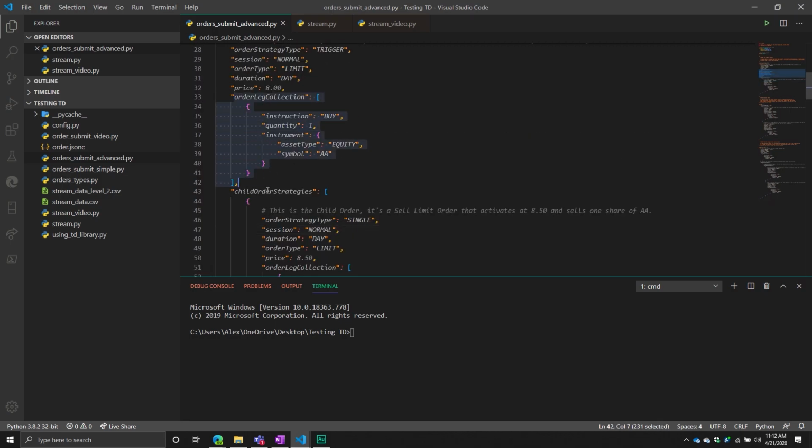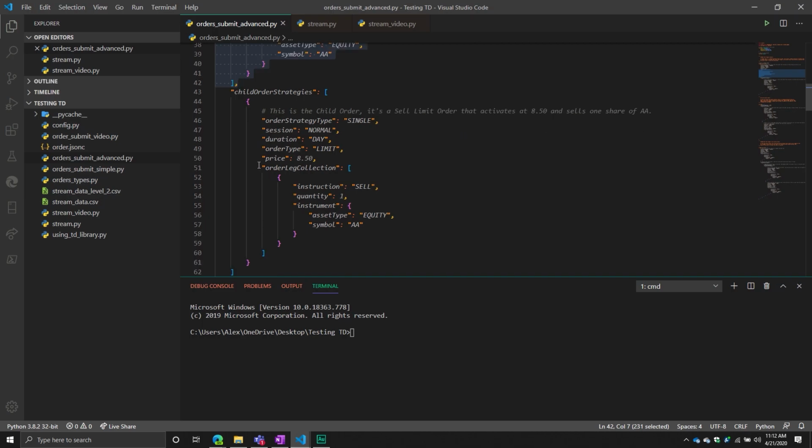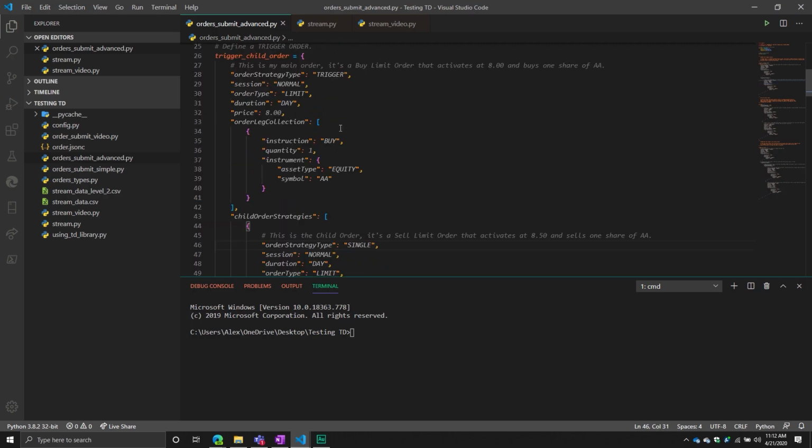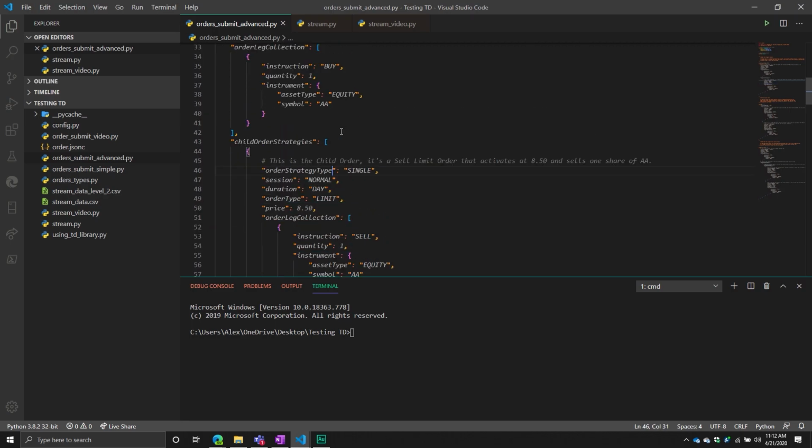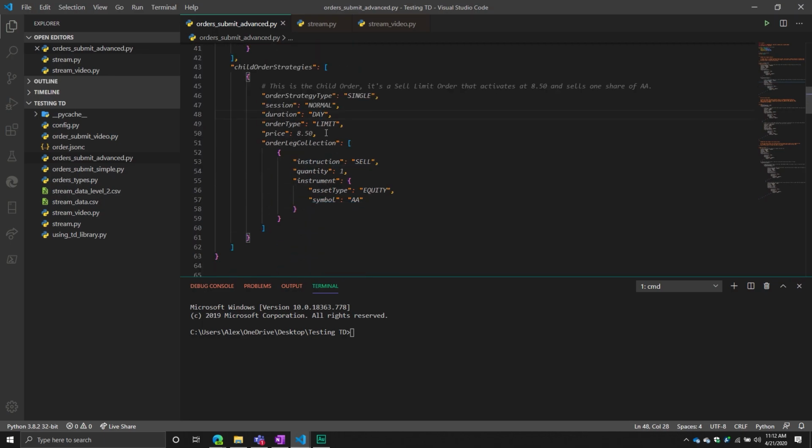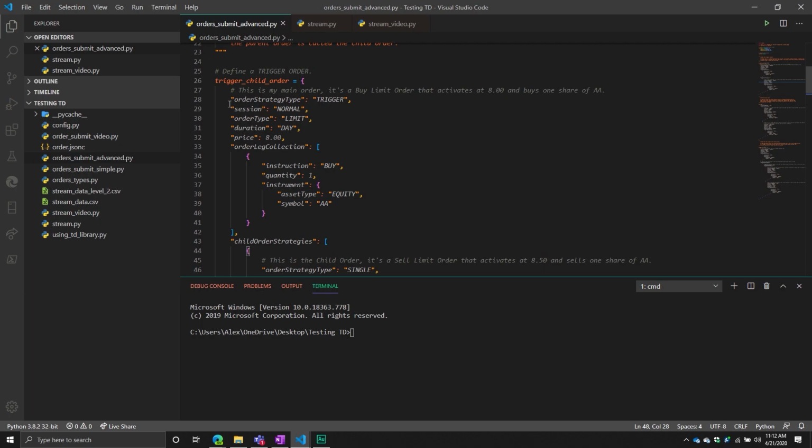So this one right here I can think of as me purchasing it. This one I can think of as my take profit order. So once it reaches $8.50, do something. Once it reaches $8.50, sell my order. So my take profit order, if that's how you want to think about it. So this one buys it, this one locks my profit. So that's a trigger order. You have a parent and you have a child.